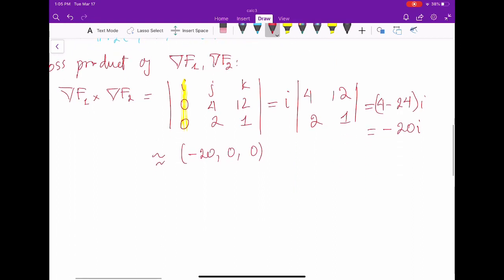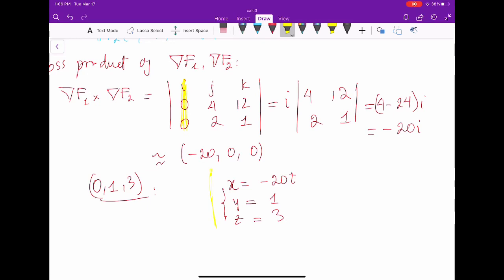And from here you can write the equation of that straight line, which is passing through the point 0, 1, and 3. So you will have x equal to negative 20t, because the x0 coordinate is 0, and y is equal to 1 plus 0t, so that's why you have just 1, and z is equal to 3. So that is the solution of this problem.